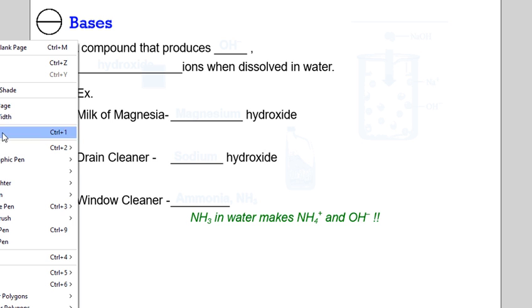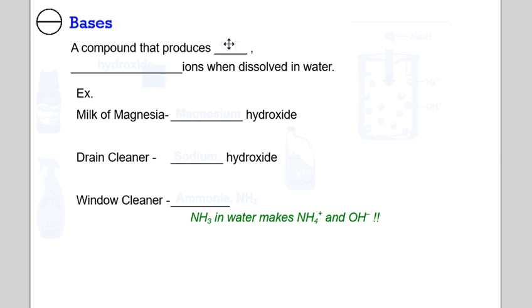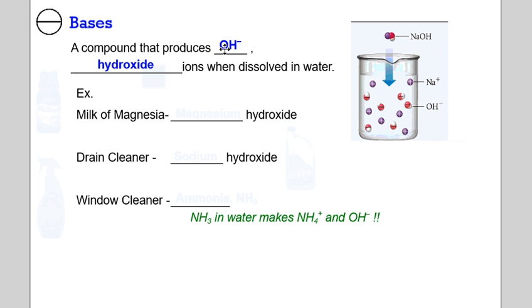Bases. This will go a little quicker because you're familiar with what we did with the acids. Bases typically in water will produce hydroxide ion. This is a general theory. We'll get more into theory in the next video.